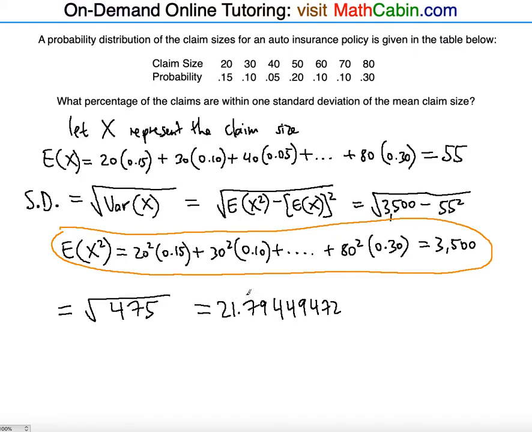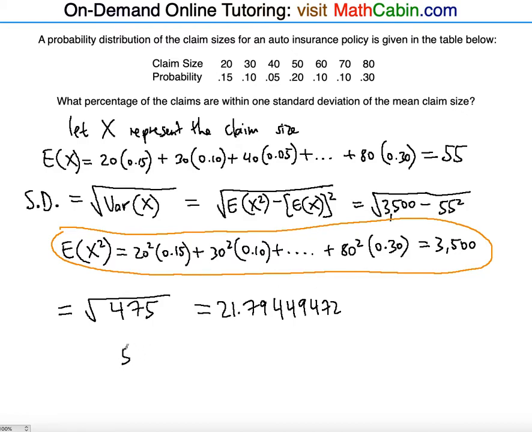So now, how do we use this value? How do we use the standard deviation? Notice that this is one standard deviation. It's not 21 standard deviations. It's one standard deviation is equal to 21.79. So the question says, what percentage of the claims are within one standard deviation of the mean claim size? So basically what we're trying to do, we're trying to see how many claim sizes fall within the range of one standard deviation from the mean, right?